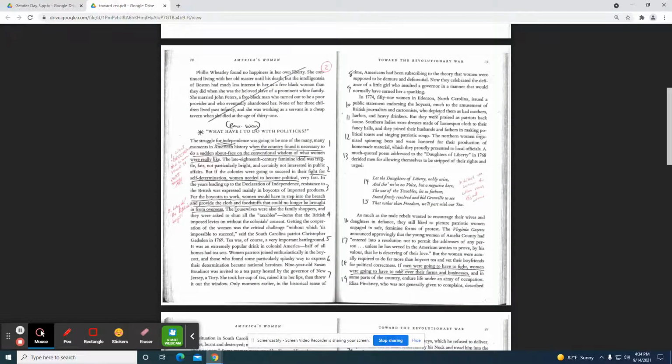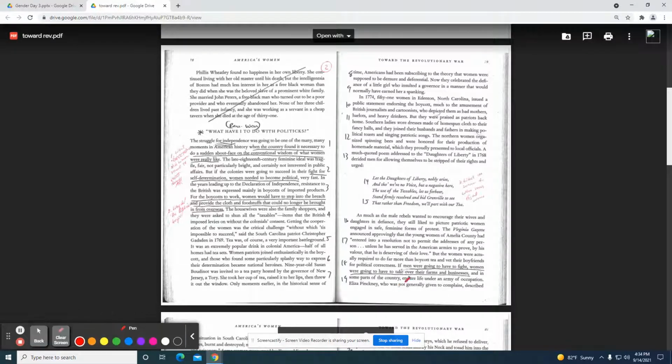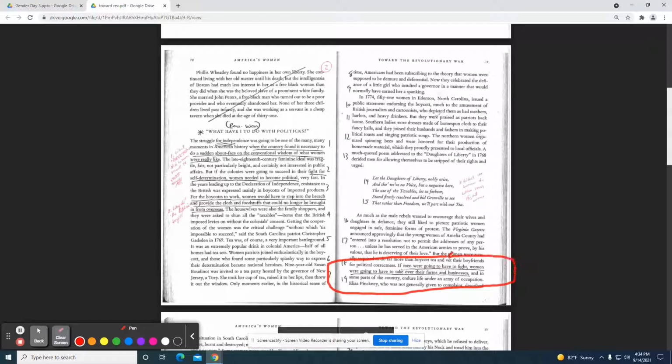So here we go. Looking at the reading, we see this particular section right here. If men were going to have to fight, women were going to have to take over their farms and businesses. So let's just say you have a town here. I don't know. We have 10 males. They're going off to fight the revolution. Somebody has to maintain that property. And the women are the ones taking up that role, fulfilling that void.